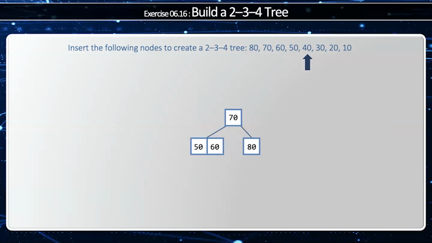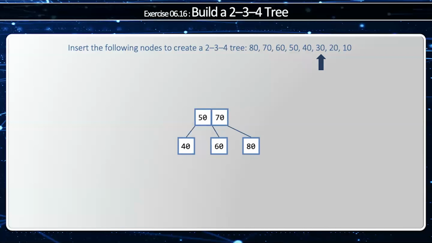And then I will add 50 to the left of 60. Now I'll add 40. 40 is smaller than 70, so I go left, and it's smaller than 50, so it joins that node. Then I'll add 30. Well, 30 is less than 70, so it goes to the left. And I cannot add it to the 40, 50, 60 node because that's already full. So I'm going to split that node, so 50 will go up, and now 40, 60, and 80 will be the leaf nodes, and now I can add 30.